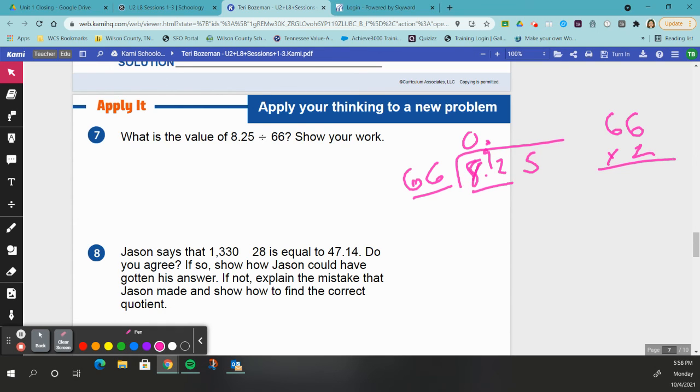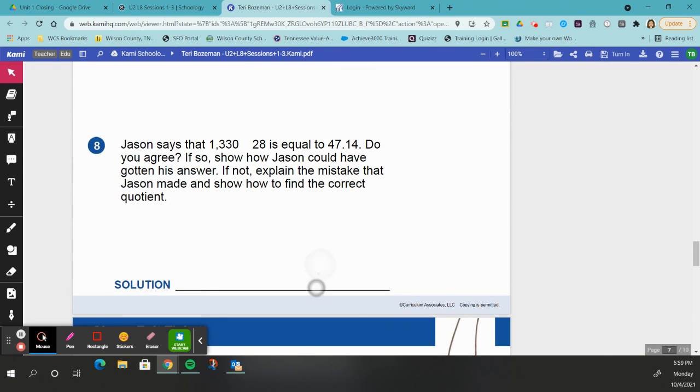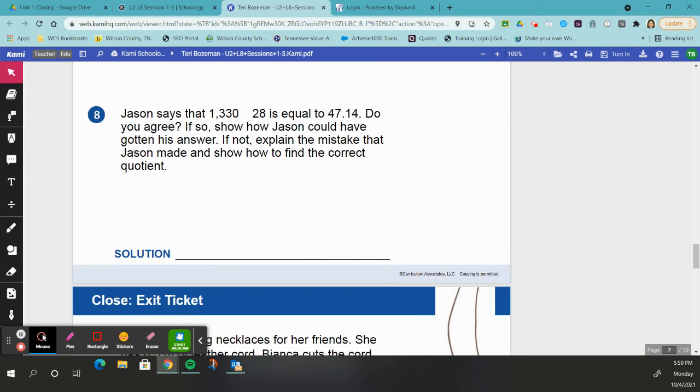6 times 2 is 12. 2 carry the 1. 6 times 2 is 12, plus 1 is 13, 132, right? So we just want 1 time, subtract 66, all right? So that would be a 7. This would be 12. 12 minus 6 is 6. And then 7 minus 6 is 1. And then bring down your 5. And then you want to keep going. So you want to say 165 divided by 66, and make your way to finding your quotient. Again, if you're not using standard algorithm, that's okay. We just want to start moving in that direction for using standard algorithm.